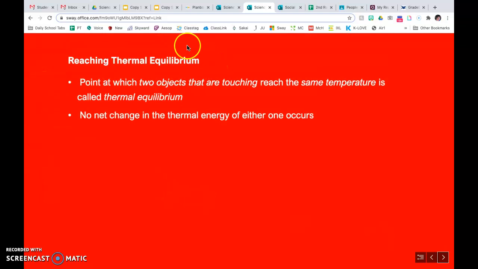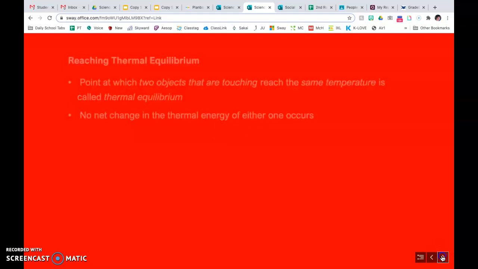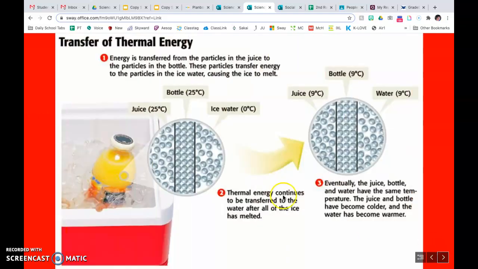So thermal equilibrium is the point at which two objects that are touching reach the same temperature. So they are equal in temperature. Thermal equilibrium. There's no net change in the thermal energy of either one occurring at that point in time. They are both the same.